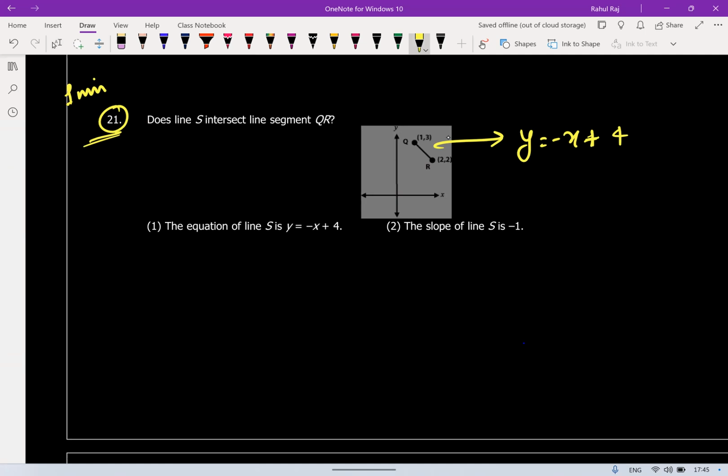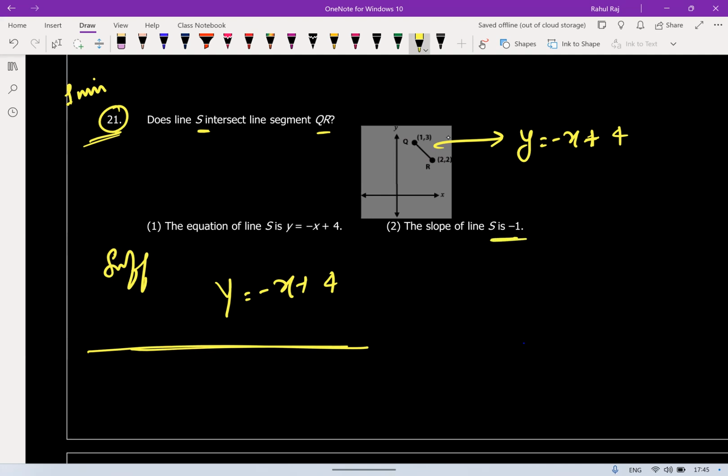What is the question asking? Does S intersect line QR? So line S is what? Exactly the same line, y is equal to minus x plus 4. Line QR is exactly that, so they are the same line. So they are technically intersecting at all the points. So statement 1 is sufficient. In option number 2, you get to know the slope of QR is -1.